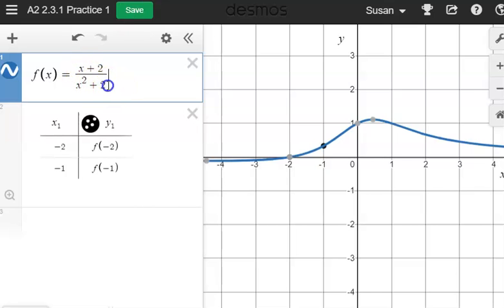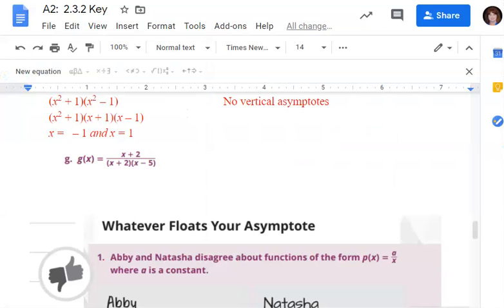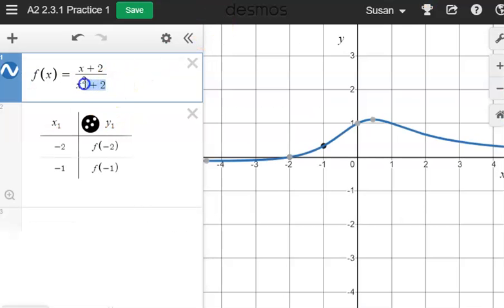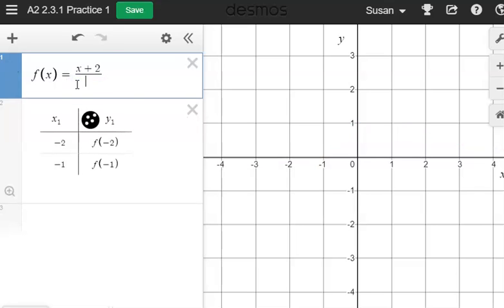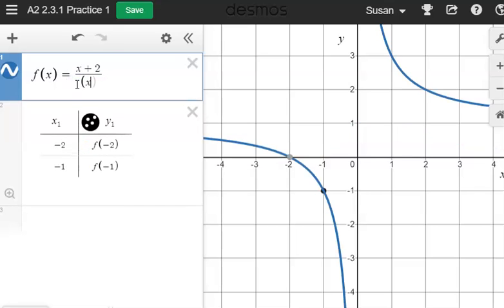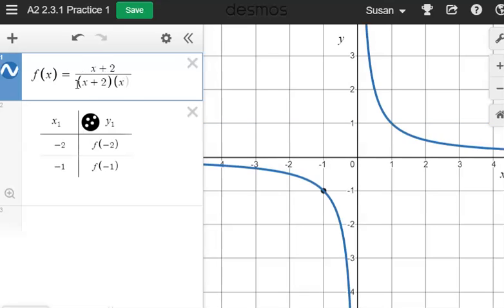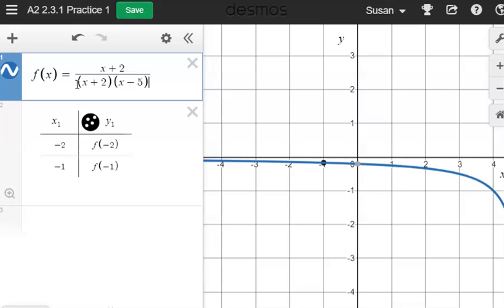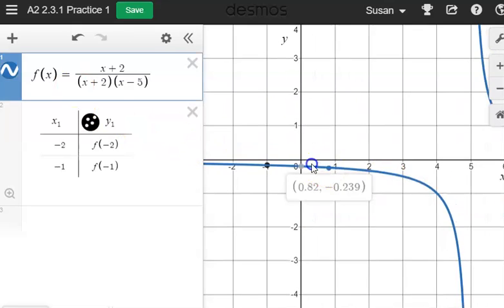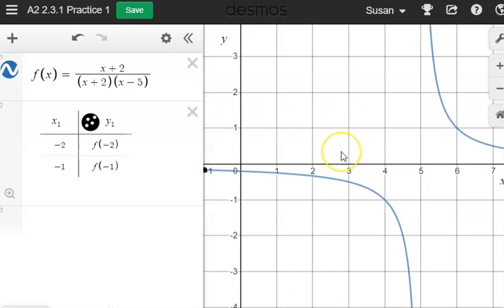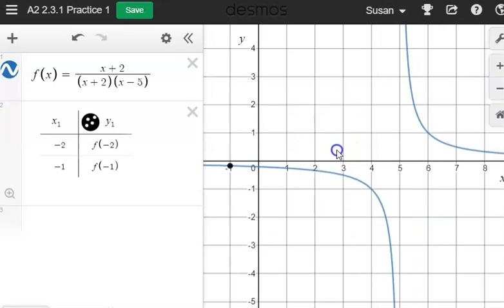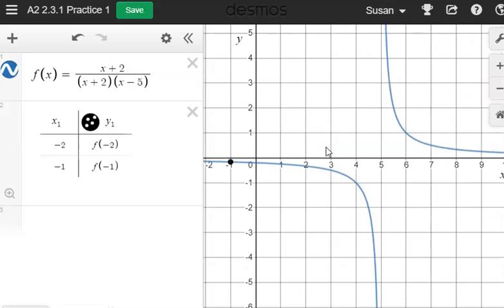So x plus 2 and x minus 5, I think. Wait a minute. Did I see that right? Yeah, x plus 2 and x minus 5. All right, x plus 2 and x minus 5. All right, so it looks like the graph is doing okay. I'm not seeing much of it, so we'll need to drag it. You can actually zoom out and see a little bit more.